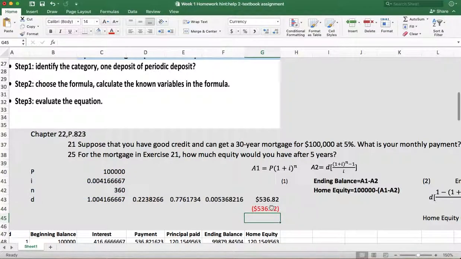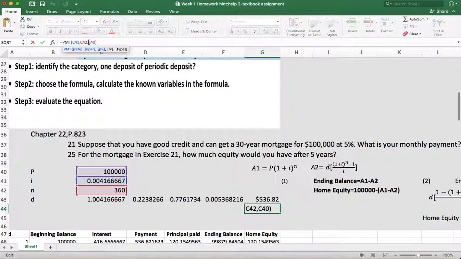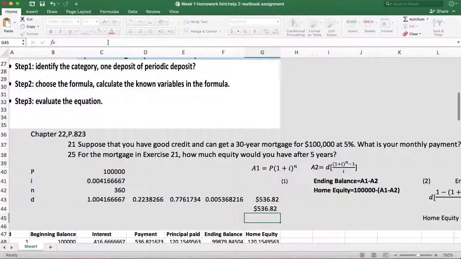Oh, we got an accounting number. That means a parenthesis around a number means negative. That is fine. Negative means the money flows out of your pocket. But if you want to get a positive number, you just put a negative sign in front of the present value, and then you will get a positive number.